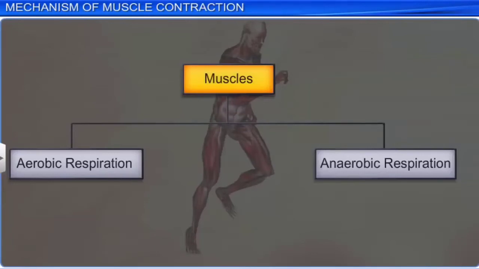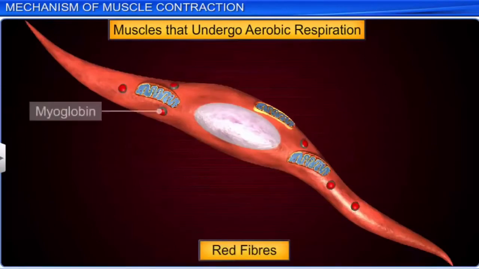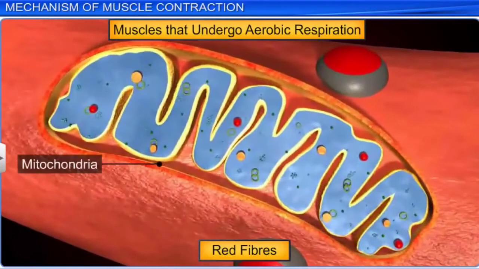Muscles can be of two types. 1. Those that undergo aerobic respiration, and 2. Those that depend on anaerobic process for energy. Muscles that respire aerobically are also called red fibers. They are thus named because these muscles contain a red pigment called myoglobin that stores oxygen. These muscles also have several mitochondria that consume the stored oxygen for ATP production.